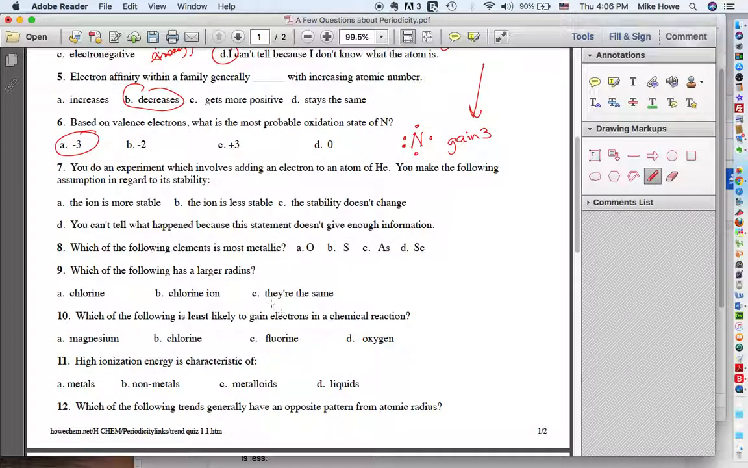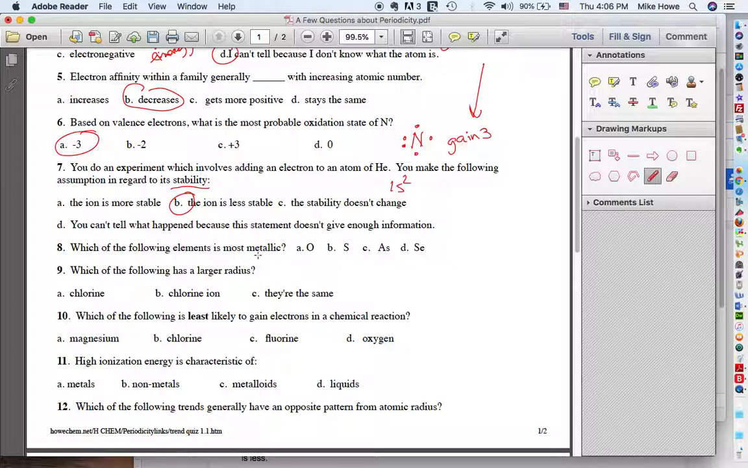All right, adding an electron to helium. Now remember, stability means if it's more stable, it's a lower energy state. If it's less stable, it's at a higher energy state. So if you're going to add an electron to helium, helium is a 1s2. So does it have a full s sublevel? Yes. So anytime you add an electron to a full s sublevel, energy is going to be required. So the ion would be less stable.